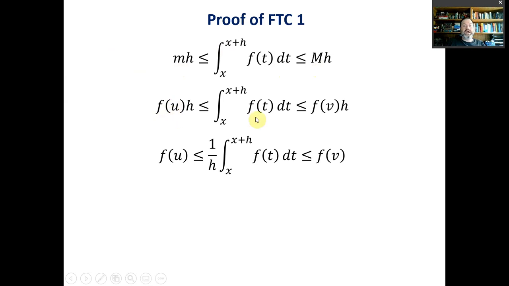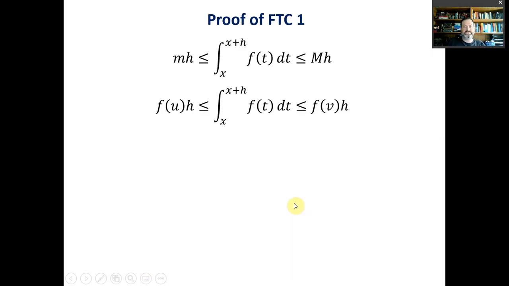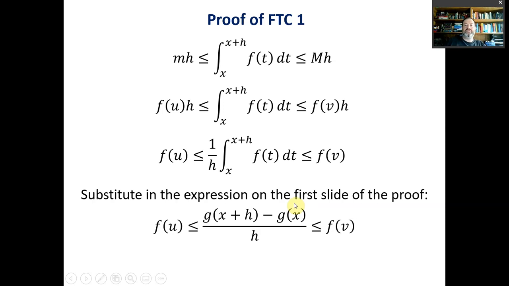Now we divide through by h. Easy stuff, right? And now here's the critical step. We have an alternative expression for this, back a couple slides. Let me show you. We can take this whole thing and plug in this. So we substitute in the expression on the first slide of the proof. We built this using the fundamental theorem of calculus, just like defining the area up to this certain part. From here, it's all stuff we've seen before.